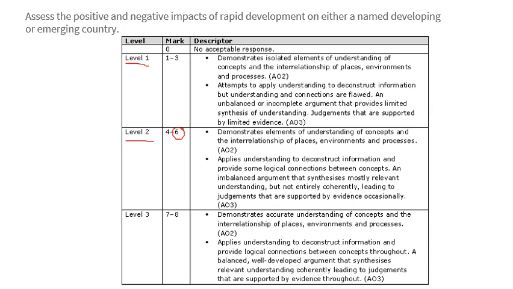To get to level 3, it's doing what level 2 does, relevant information, clearly explained and clearly linked back to the question, but also has evidence in there and has also made a coherent judgment. So you've addressed the command word. Here it says assess. Now assess means which is the most important bits of it.